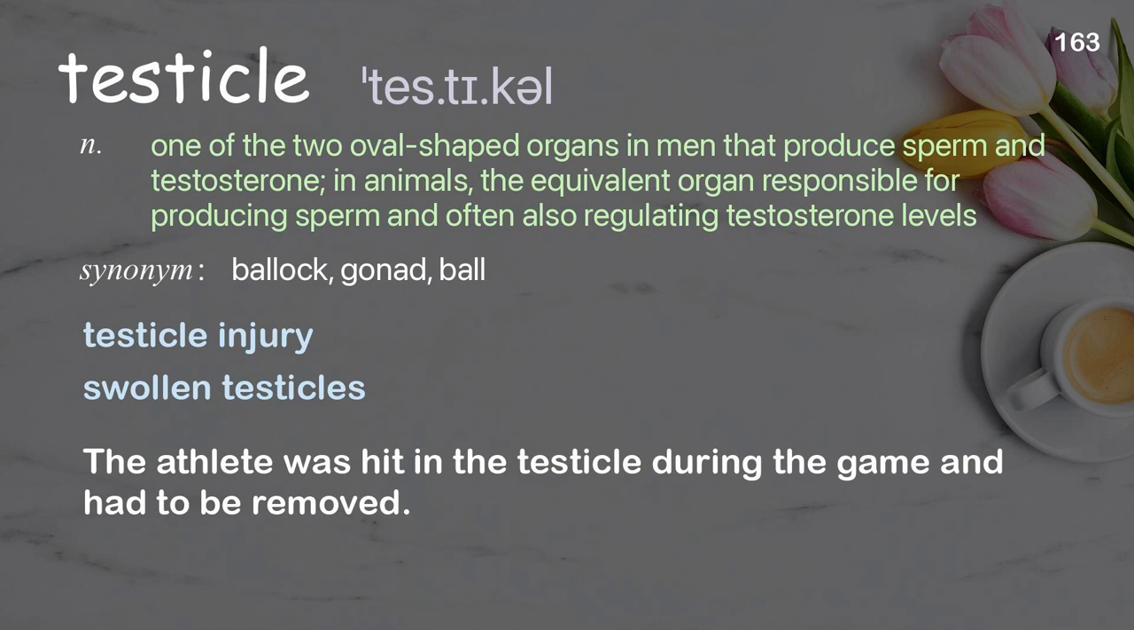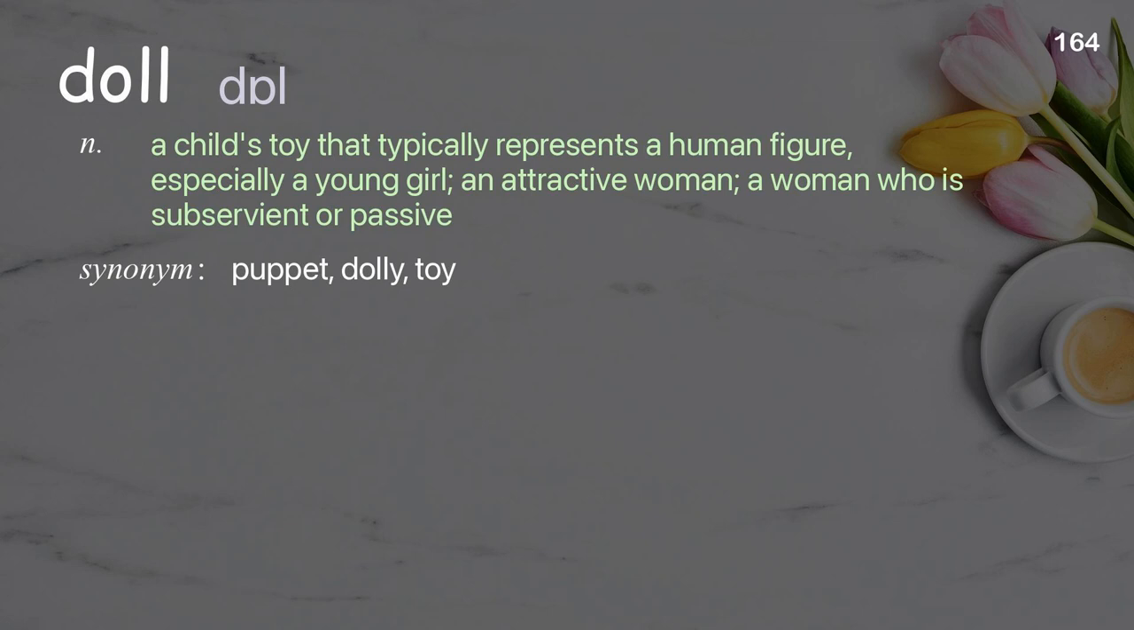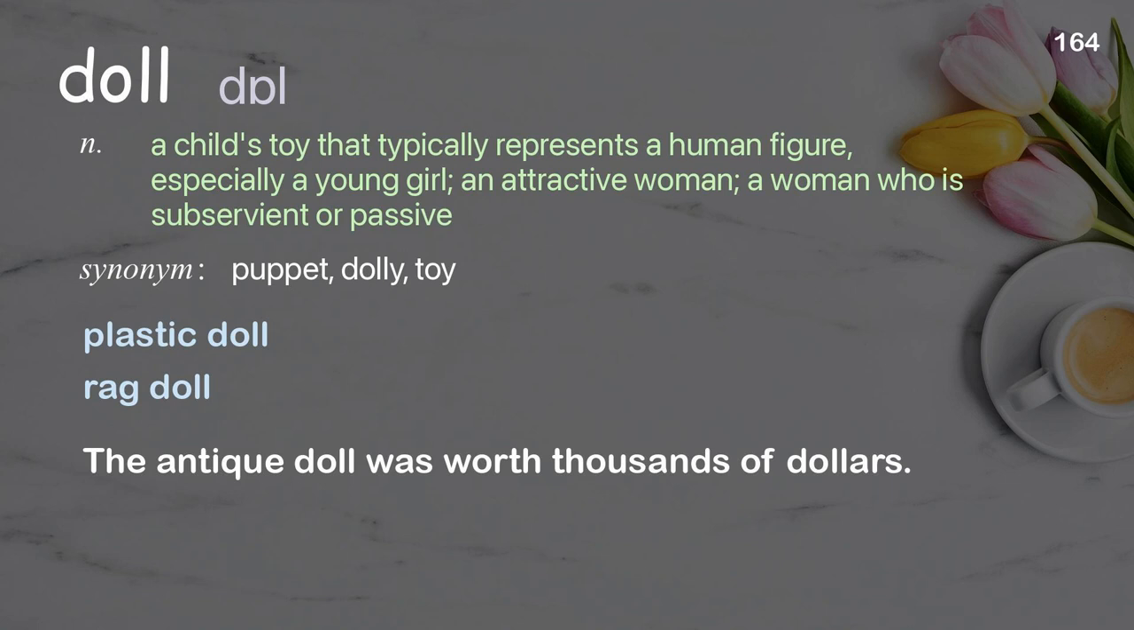Doll. A child's toy that typically represents a human figure, especially a young girl, an attractive woman, a woman who is subservient or passive. Examples: plastic doll. Rag doll. The antique doll was worth thousands of dollars.